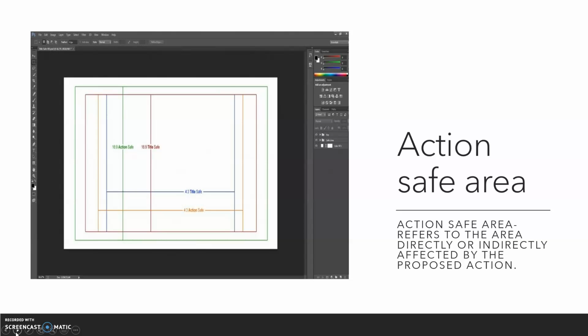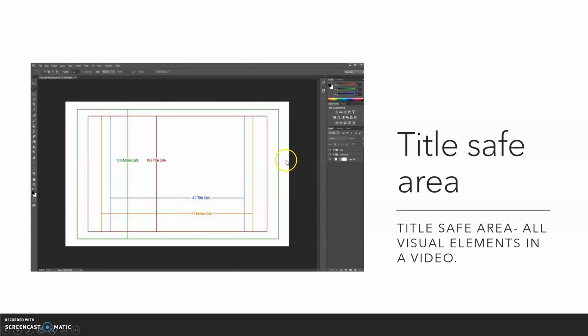Action safe area. Action safe area refers to the area directly or indirectly affected by the proposed action. So right here, this green box around here is the action safe area. And then this also has title safe, so just in case. And I used it again, because it was just on there, might as well. Title safe area, all visual elements in a video. So right here, just like that.